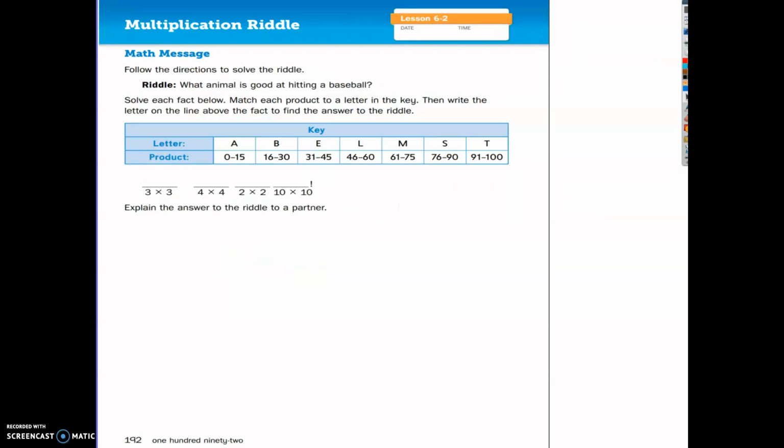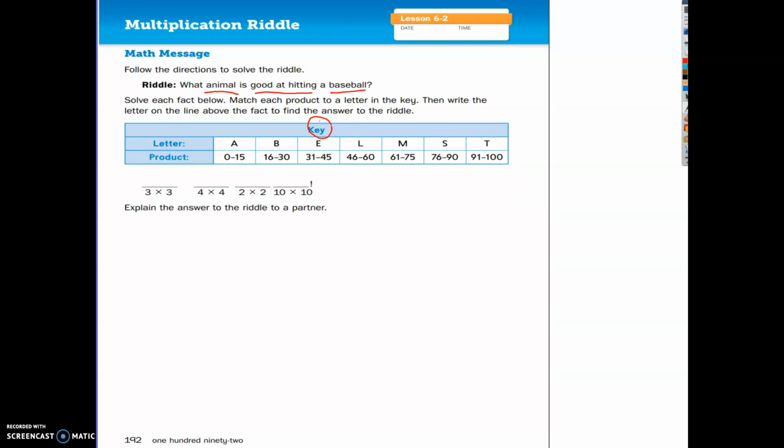Okay, I want you to turn to page 192 in your math journal. I've got a little puzzle for you to solve here. Here's a riddle. What animal is good at hitting a baseball? Well, in order to solve the riddle, you have to solve the multiplication facts below and match each product to a letter in the key that's up here, and then write the letter on the line above the fact to find the answer to the riddle.